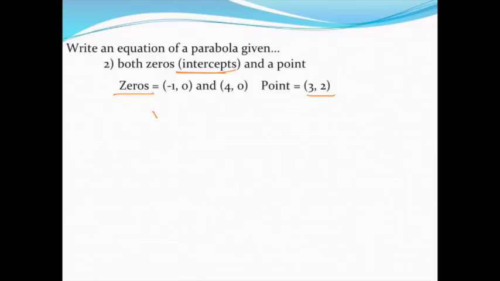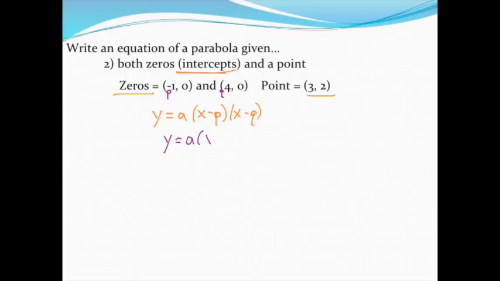Again, recall that intercept form looks like y equals a times x minus p, and then times x minus q. And p and q are our two x-intercepts. So again, we're going to replace different variables with values and solve for what's remaining. The two zeros they've given you, the two x-intercepts, I'm going to label those as p and q. And let's get those replaced first.